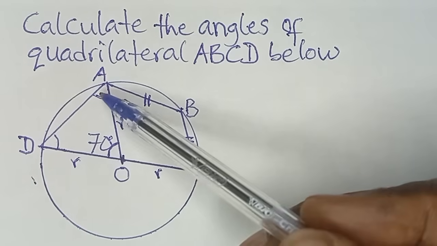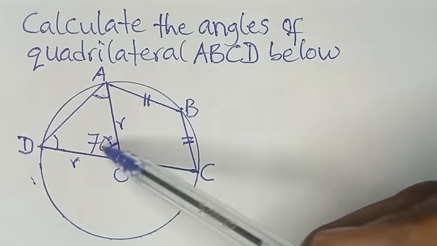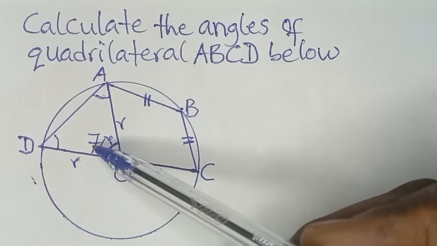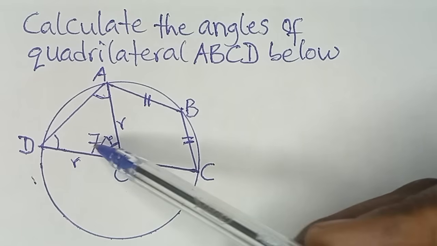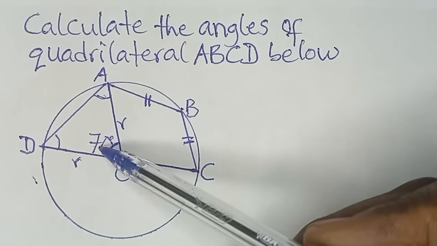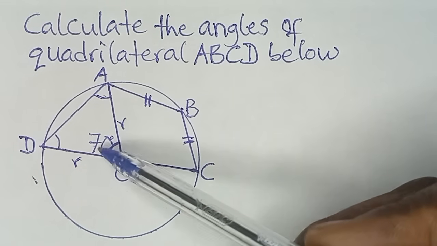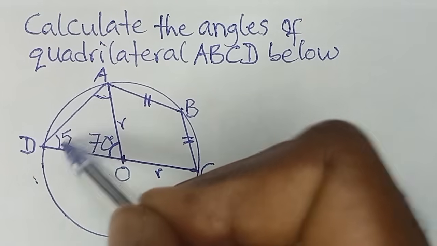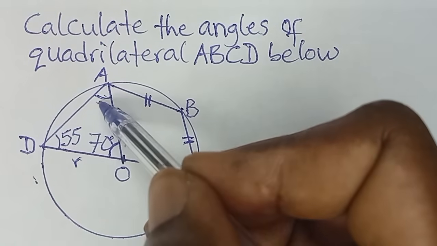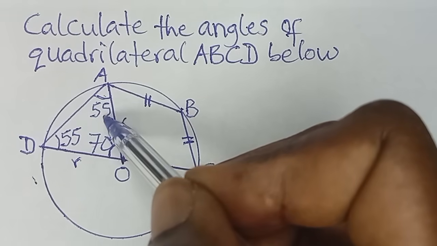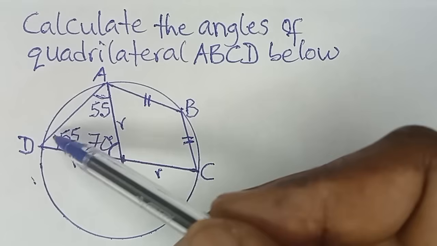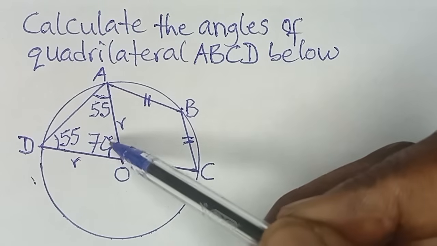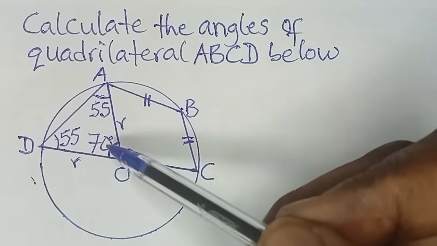So if these two angles are equal, what you just need to do is to subtract 70 from 180. 180 minus 70 will give us 110. And then 110 divided by 2 will give us 55. So that means this angle is 55 and this angle is also 55 degrees. So the two base angles are equal, so that when we add these three angles, it will give us 180, sum of angles in a triangle.